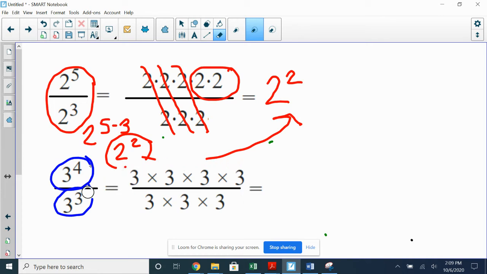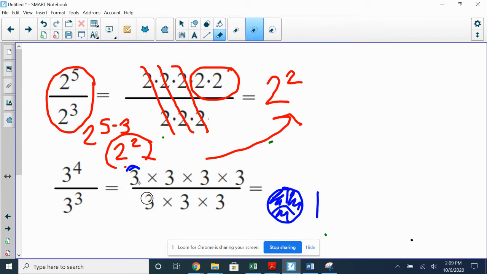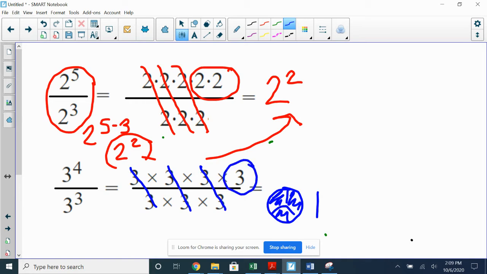All right, so let's look at it again. I have 3 over 3 here. I know if I have a pizza and I have all 3 parts, 3/3, I have one whole pizza. So again, like before, 3 over 3 is just 1. And I am left with 3 being multiplied. I only have 1 3.